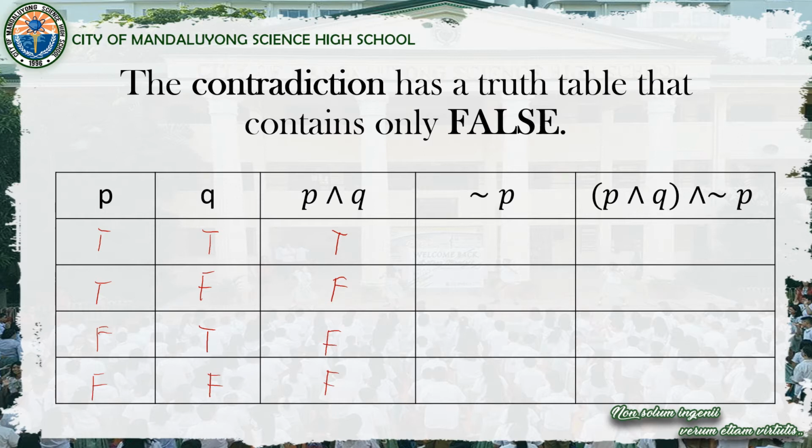Now, for the fourth column, we are going to negate P. So, negating true, it will give us a false. Negating true again, false. And then negating false will have a true value. And then negating false, it will give us a true value. Now, let's proceed to this one. We are going to conjunct the third and fourth column para makita natin whether is this really a contradiction or not. So, true and false, that will give us false.